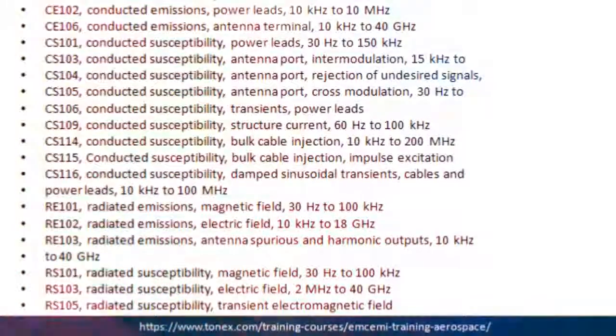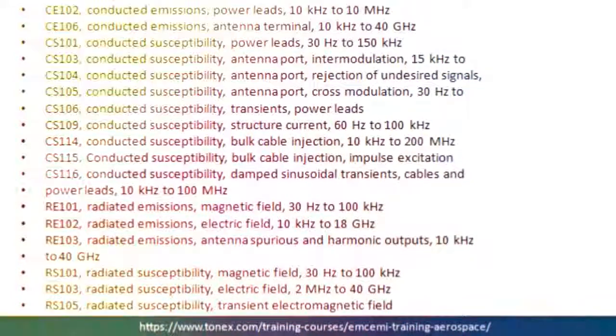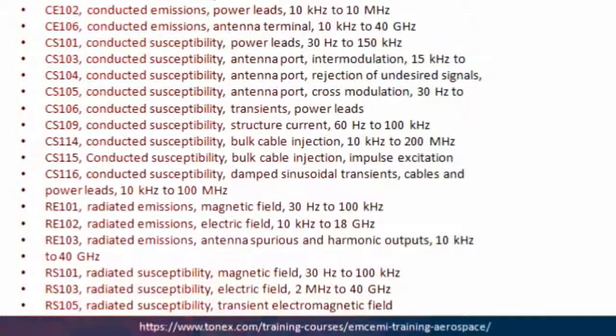RE103, radiated emissions, antenna spurious and harmonic outputs, 10 kHz to 40 GHz. RS101, radiated susceptibility, magnetic field, 30 Hz to 100 kHz. RS103, radiated susceptibility, electric field, 2 MHz to 40 GHz. RS105, radiated susceptibility, transient electromagnetic field.